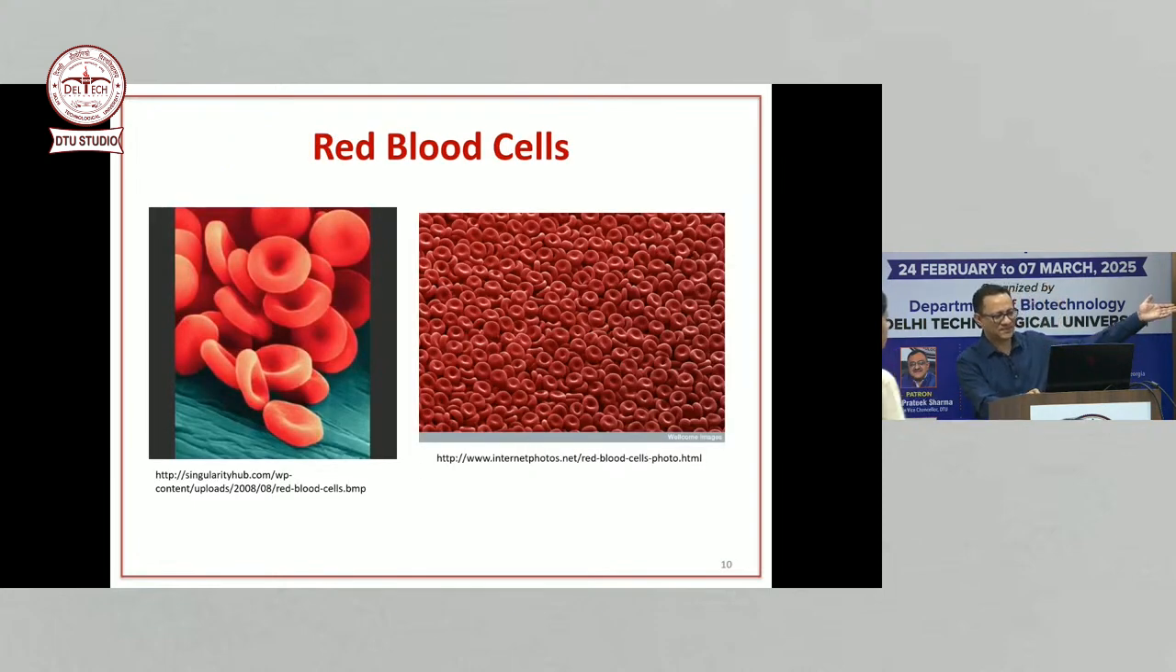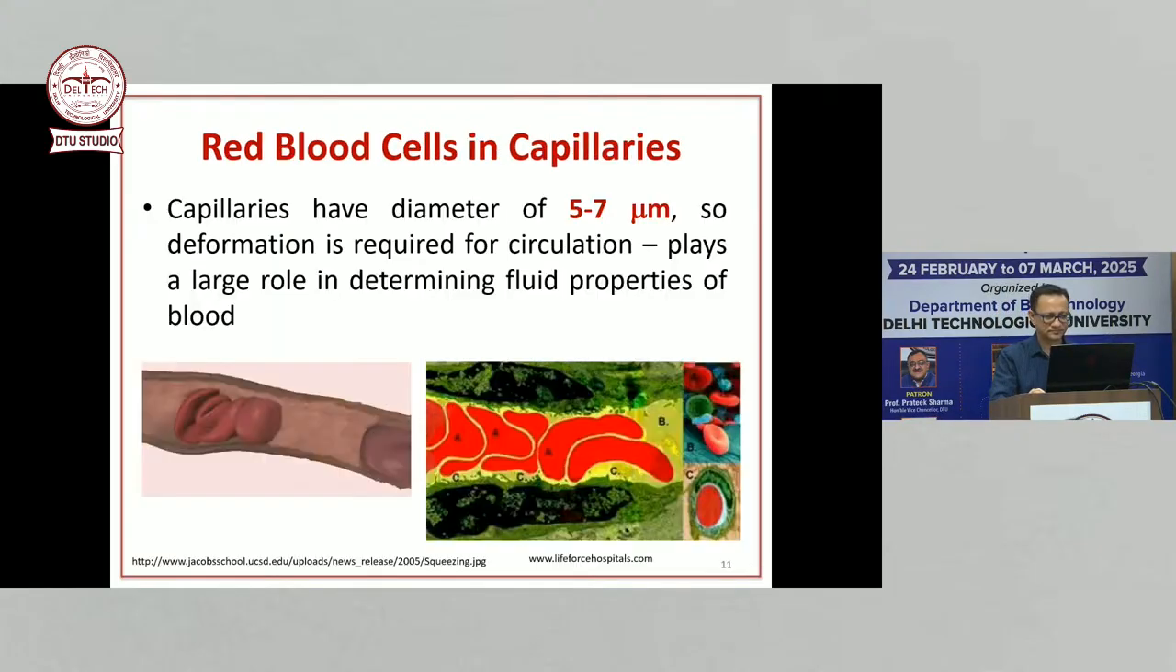This is just from the internet, some pictures of red blood cells. Now, like I said, capillaries have a diameter of 5 to 7 micron. So in this circulation, we want them to deform easily so they can keep flowing in these tiny blood vessels.